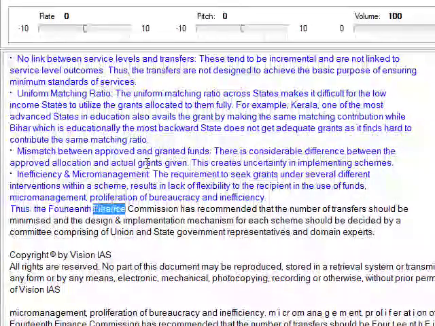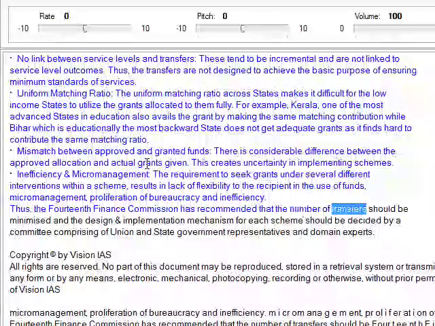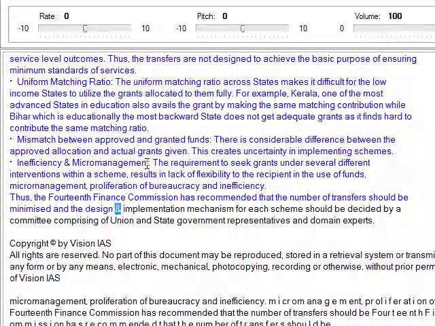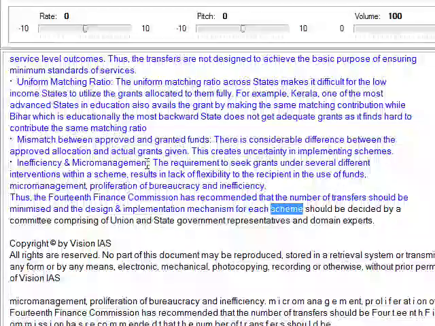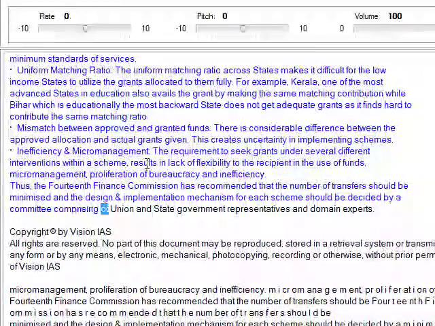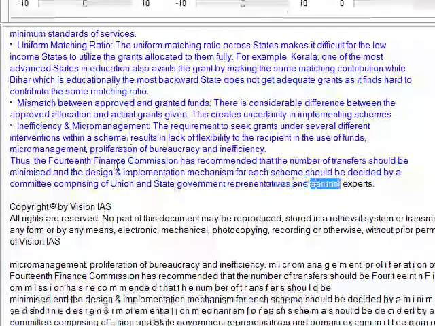Thus, the 14th Finance Commission has recommended that the number of transfers should be minimized and the design and implementation mechanism for each scheme should be decided by a committee comprising union and state government representatives and domain experts.